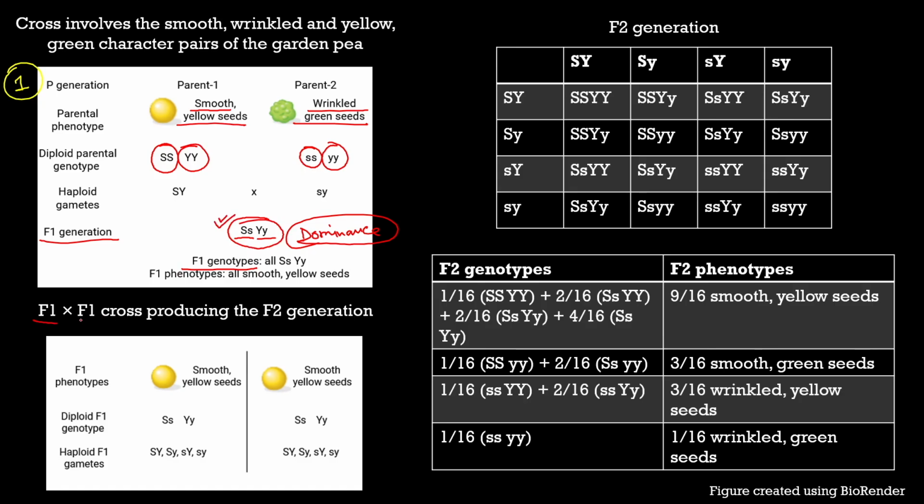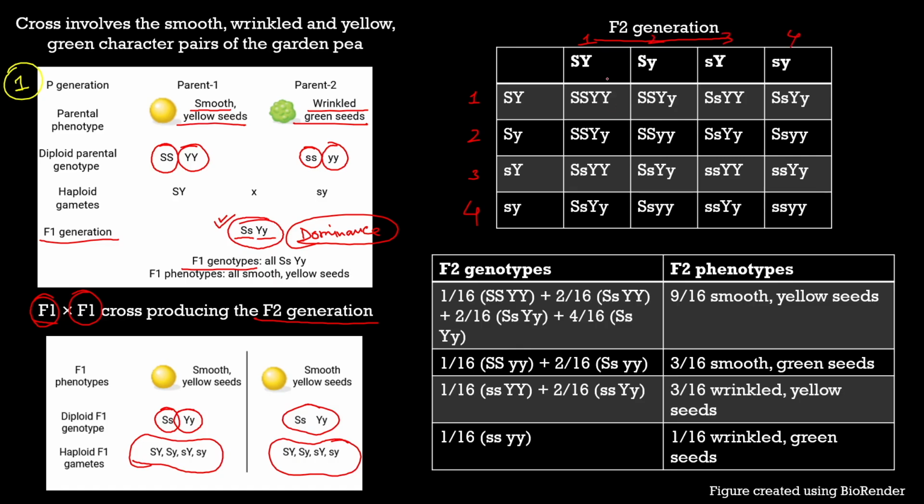Now, when the F1 is crossed with the F1 to produce the F2 generation, this means smooth yellow seeds with smooth yellow seeds, but the genotype is different: capital S small s, capital Y small y is going to breed with this. Then you are going to produce a lot of combinations which are not influenced by the other genotype. So what will happen in the F1 generation? You are going to produce 4 different types of gametes.